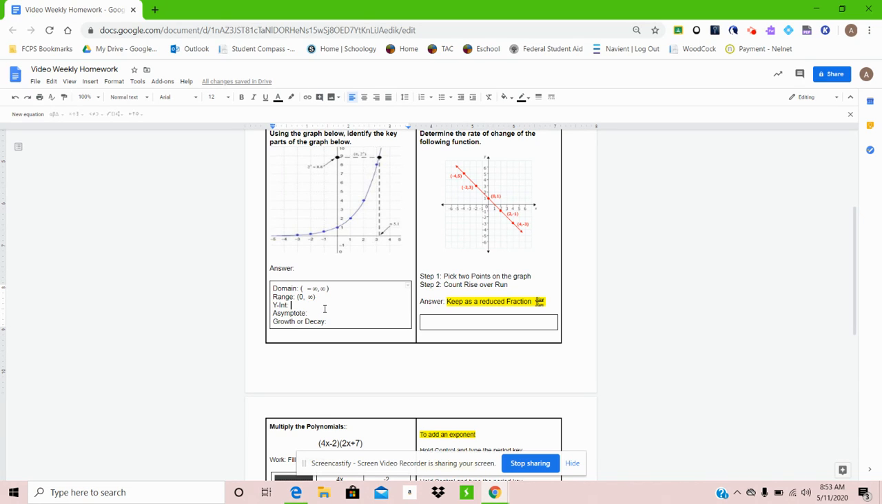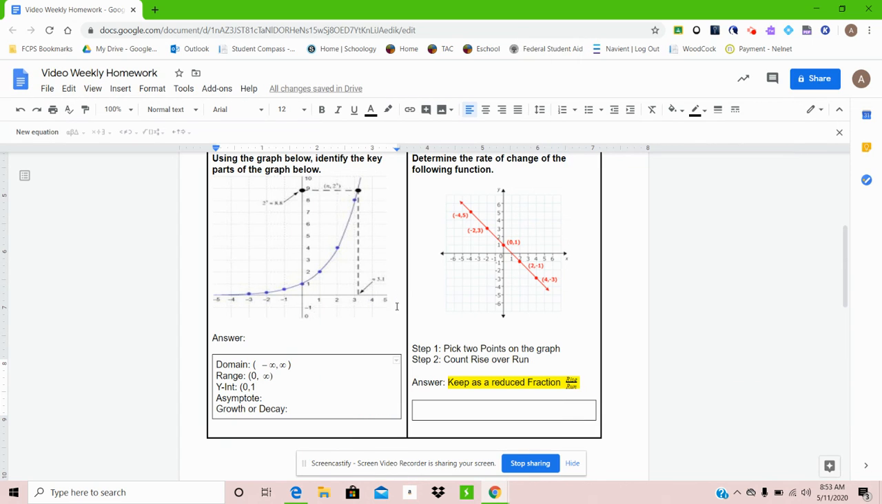Y-intercept, where does it cross the y-axis? Remember, the y-axis is this vertical axis, so we want the coordinate point where it touches. Well, I know the x value is always 0, and it crosses right here at the y value of 1.